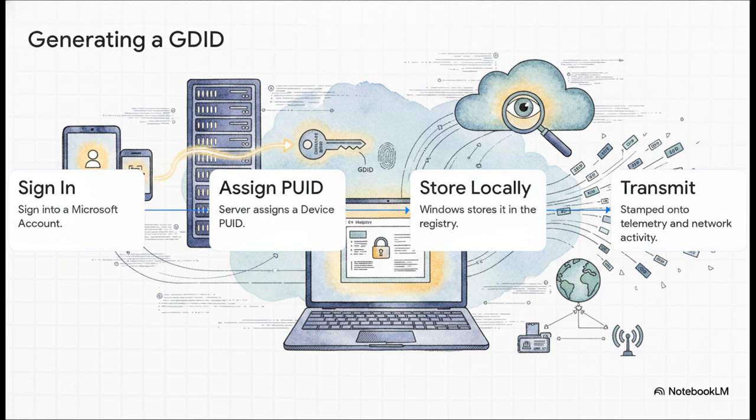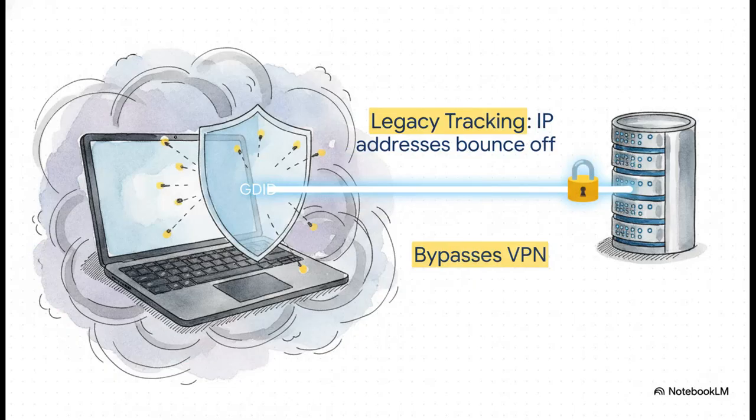Your device talks to the login server, the server hands you a passport-unique ID, and Windows stores it directly in your registry. From there, background services constantly read it and stamp it onto every single piece of diagnostic and network data your PC reports back to the cloud. This is exactly why that VPN did absolutely nothing for him.